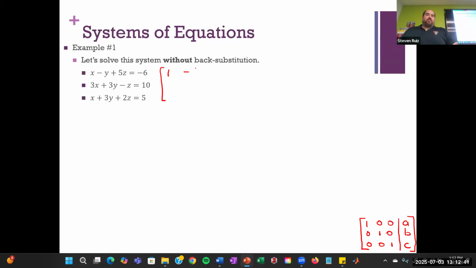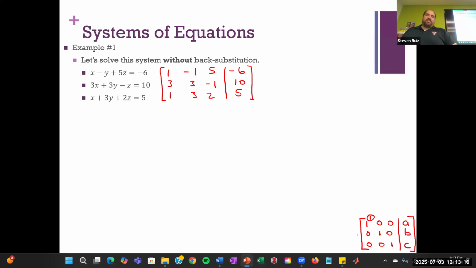So let's write this as such: 1, negative 1, 5, 3, 3, negative 1, 1, 3, 2, and then negative 6, 10, 5. So I'm going to say this: goal number 1 should be top left. I would love to have a 1 there. We have that, right? Okay, we can move on from there.